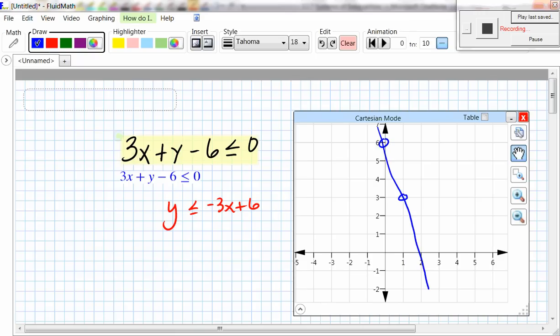And how do I know that my line is solid in this case? Yeah, because of the equal to. What if that said less than? It'd be a dotted line. Okay, good. Now the question is, which way do I shade and how do I know?